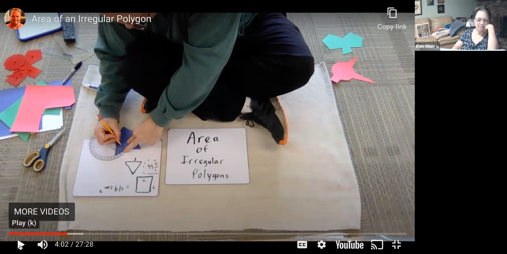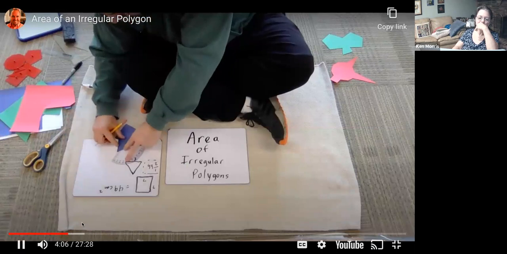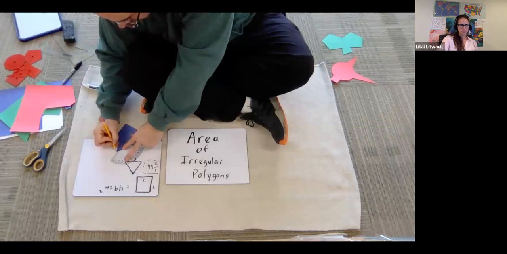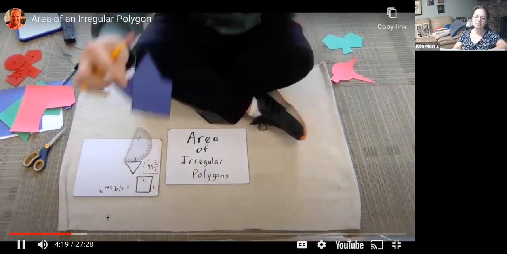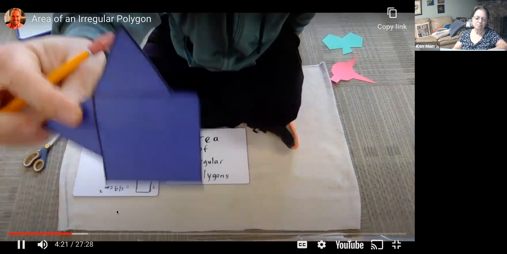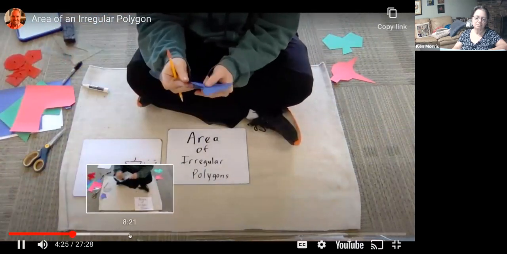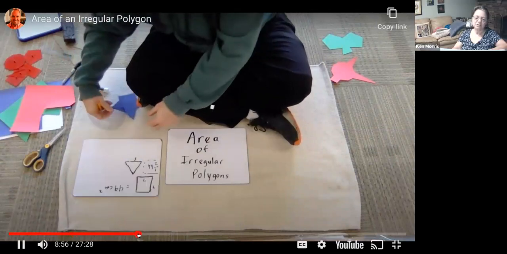And I have to draw a line to my vertex. Okay. And if you look closely, you can see the line that I drew there. Now I have to measure that line because that's my height. That line is 4.5 centimeters. All right, let's move on to the next.